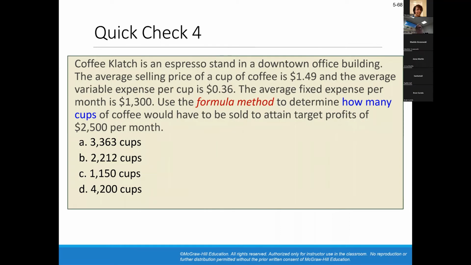Y'all have any questions so far? Is it making sense? Yeah, there's just a lot of formulas.